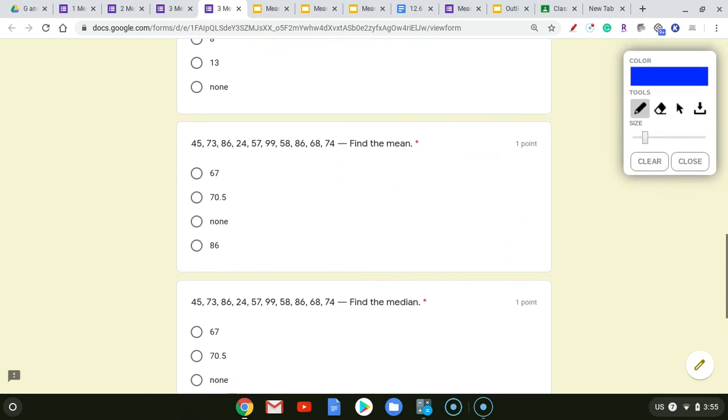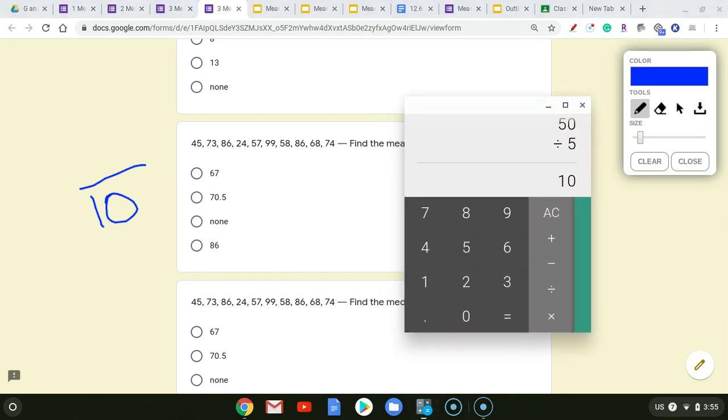Ooh, we got a lot more numbers here to find the mean. How many? 1, 2, 3, 4, 5, 6, 7, 8, 9, 10. So I'll be dividing by 10. Luckily, I can use a calculator.